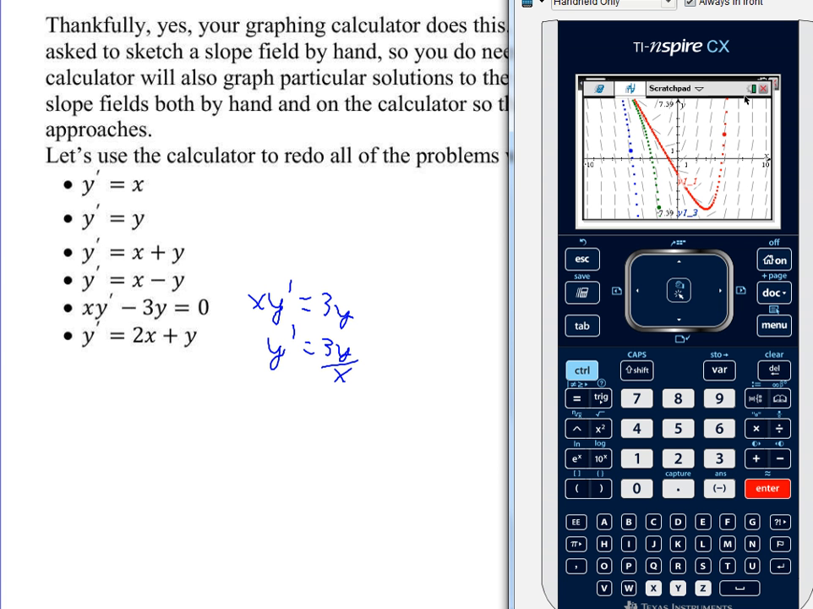So on the slope fields, there's definitely a lot to look at, and it really helps to picture what's going on if you enter it into a calculator so that you can quickly see what's happening on either side. But without those particular solutions on there, hopefully you can kind of read the slope field just as is so that you can put a particular solution on there if you're asked to do so by hand.